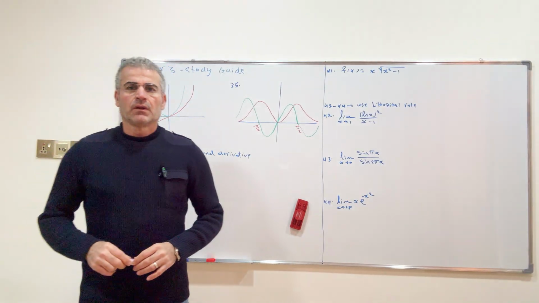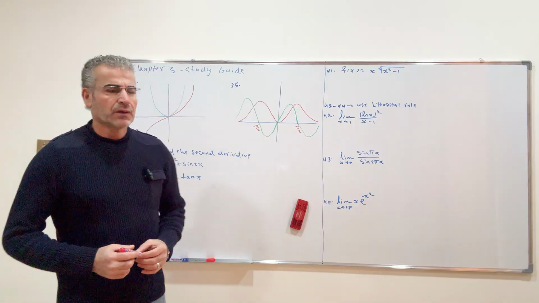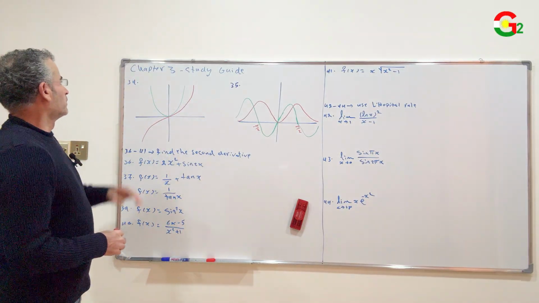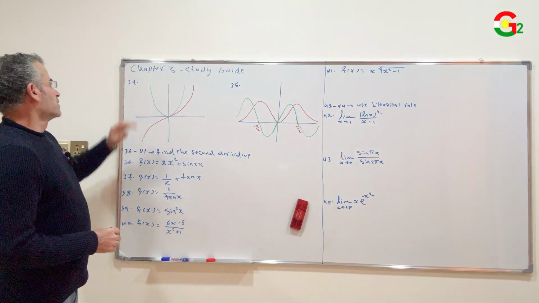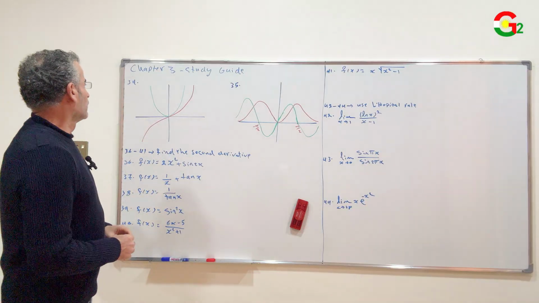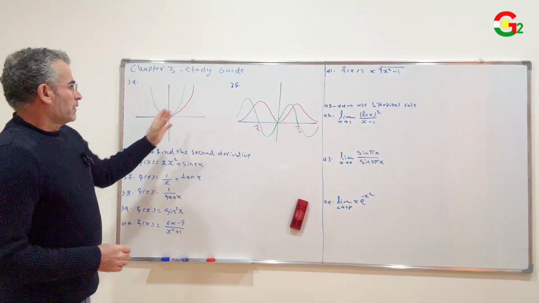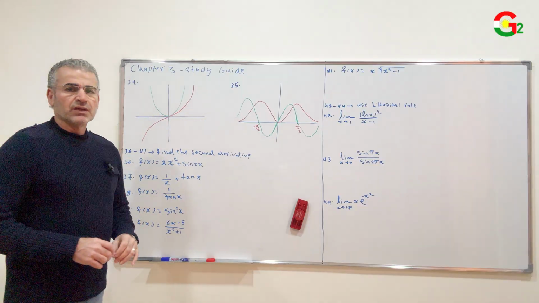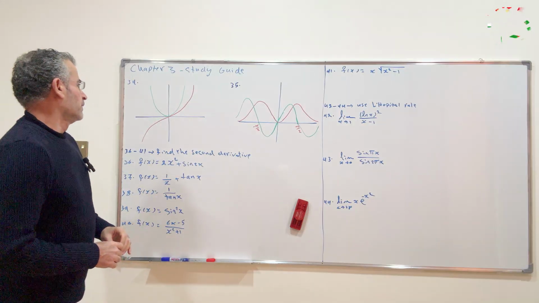Hello everyone. In this lesson, I'll complete solving the study guide questions of chapter 3. Questions number 34 and 35: determine which graph is for the function and which one is for the derivative.